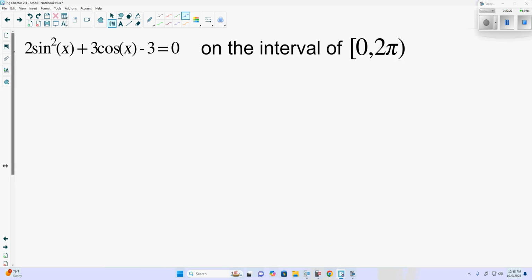2 sine squared x plus 3 cosine x minus 3 equals 0. So for this one here, we do have cosine, yes? We have sine squared. Well, I need it either all in terms of cosine or all in terms of sine. Pythagorean. Now for this here, it's going to be easier to turn it in terms of cosine than it is sine.